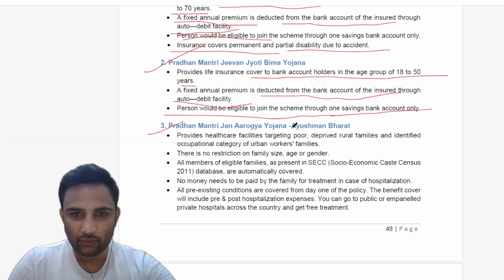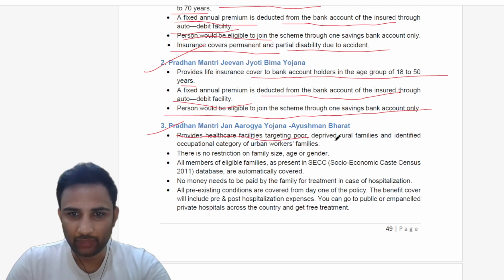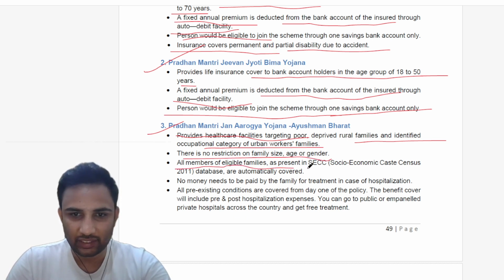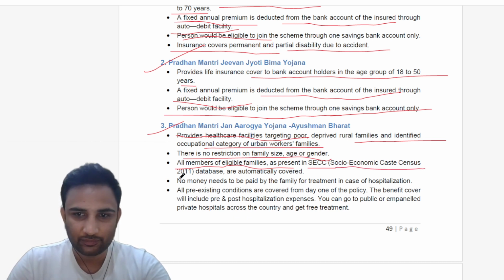Pradhan Mantri Jan Arogya Yojana or Ayushman Bharat. It provides healthcare facilities targeting poor, deprived rural families and identified occupational category of urban workers families. There is no restriction on family size, age or gender. All members of eligible families as presenting SECC, that is Socio-Economic Caste Census 2011 database, are automatically covered.